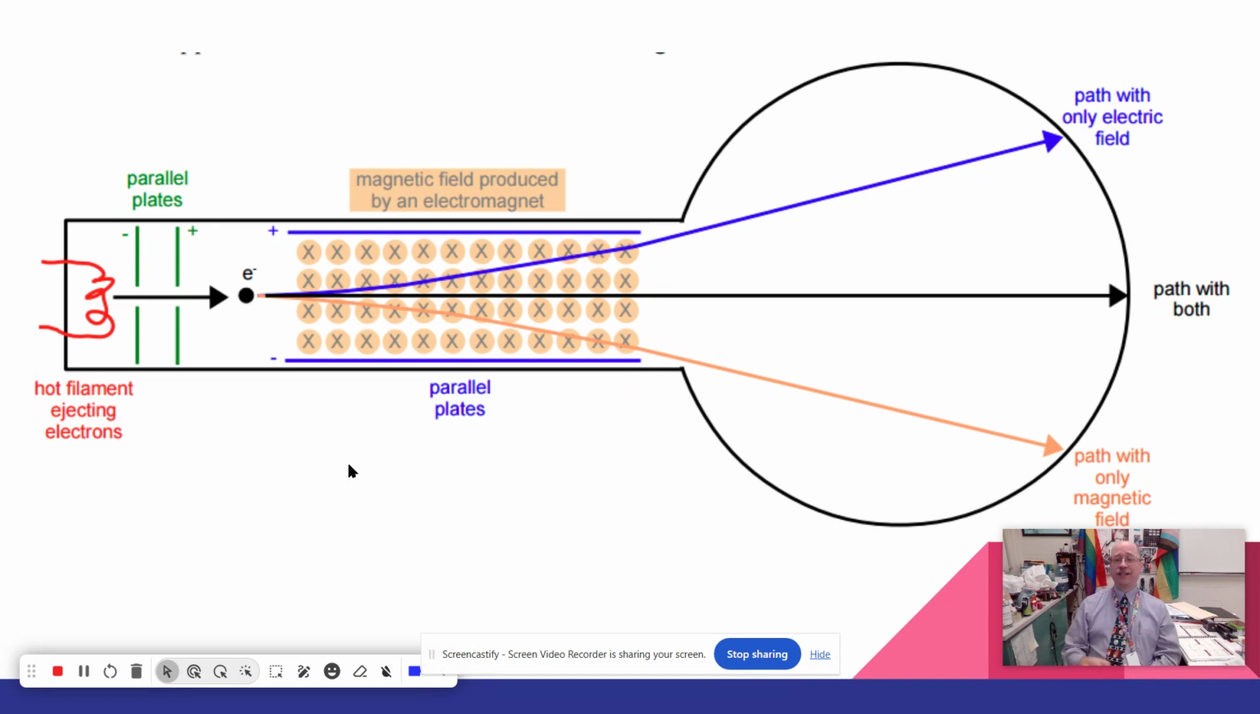And the way that he can see that is that on the far side of that kind of Erlenmeyer flask, on the roundish part, he had this phosphorescent powder that when it gets hit by electrons, it glows. So he could see when just the electric field was on, there was a glow up at the top. And when just the magnetic field was on, there was a glow at the bottom. And when he had both on, tinkered just right, it would go straight through and he would get a glow in the middle.